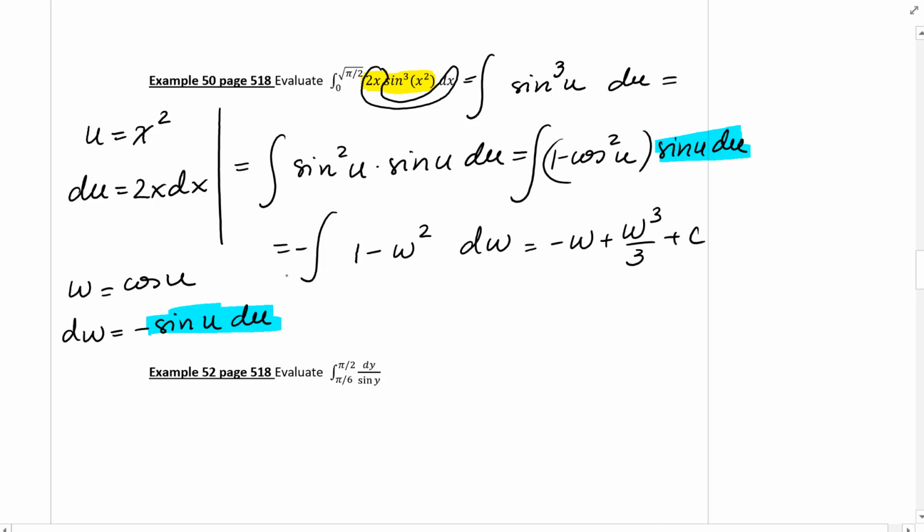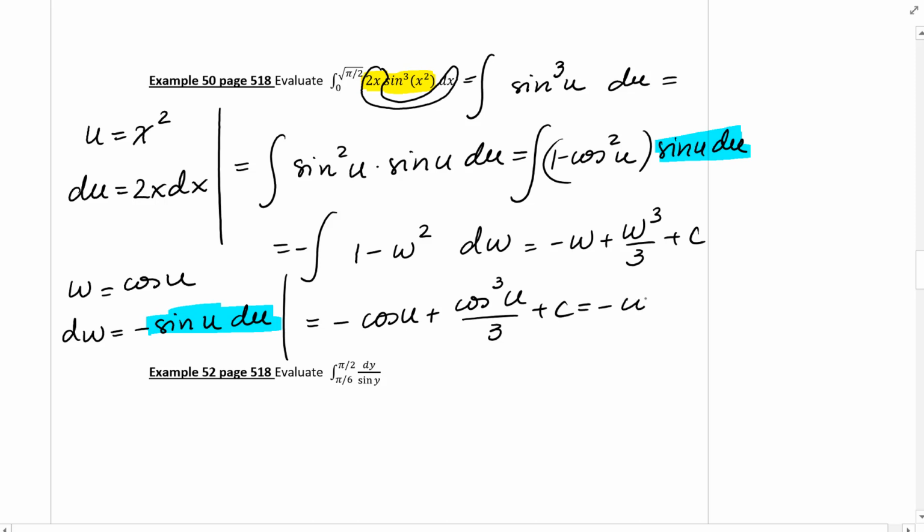So now let's go back into each substitution. Negative w is negative cosine of u, plus cosine to the third of u over 3, plus c. And I'll replace back the u with x.